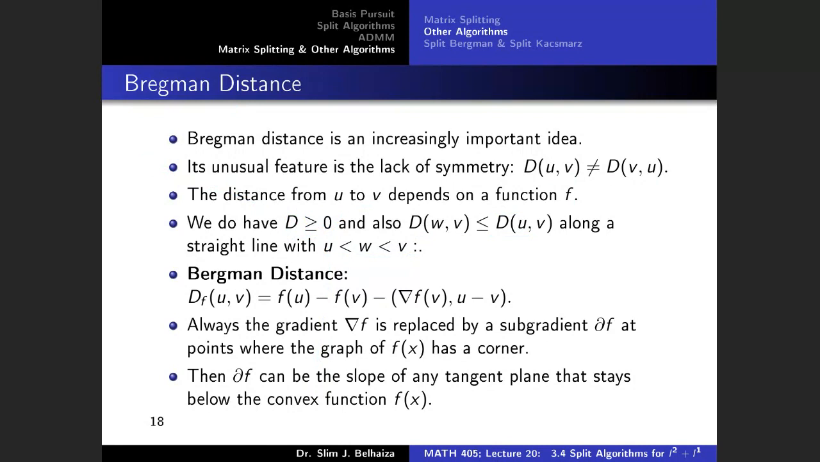So you see the Bregman distance writes this way in general. The distance from U to V is f of U minus f of V minus the gradient of f at V times U minus V. Right? So always the gradient of f is replaced by the subdifferential, in fact, at points where the graph of f has a corner. What do you mean by corner? Where the point is not smooth, where the function here is not smooth. So the function is not differentiable. Okay. So the subdifferential of f can be the slope of any tangent that stays below the convex function.